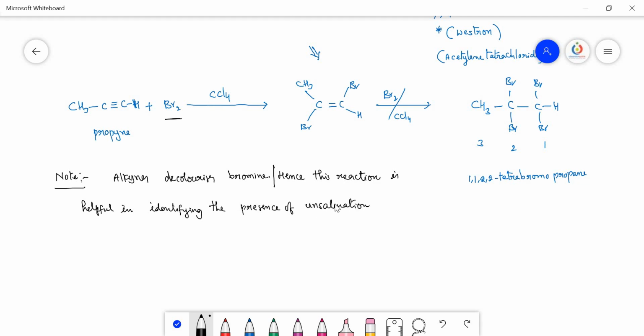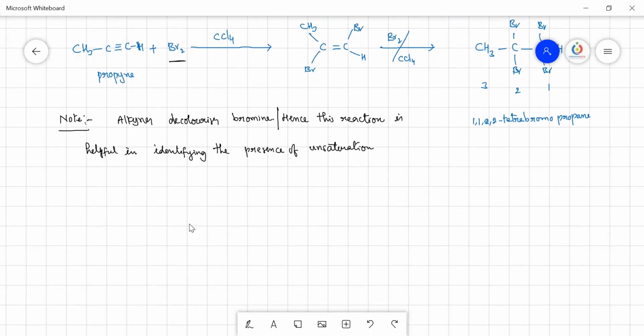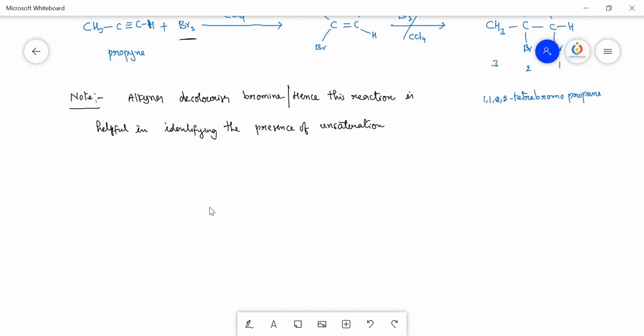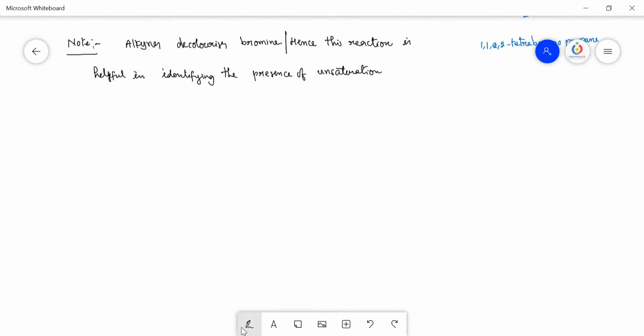Because saturated molecules cannot decolorize the bromine liquid. So bromine liquid will be decolorized by both alkenes as well as the alkynes. So it is helpful in identifying only the presence of unsaturation. So here I will take the two reactions which are important reactions. I request you, please do remember these reactions.